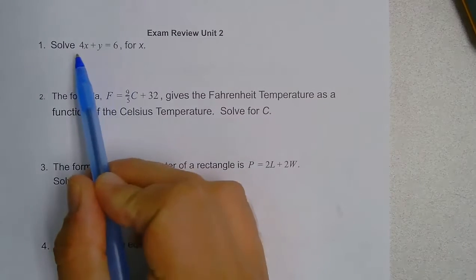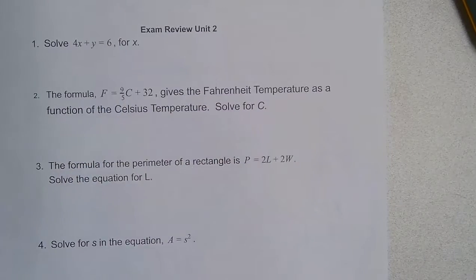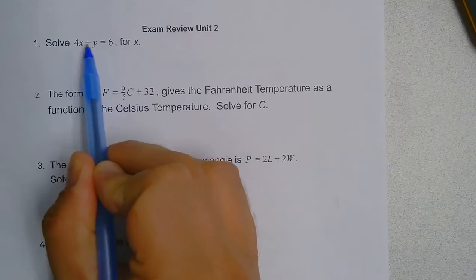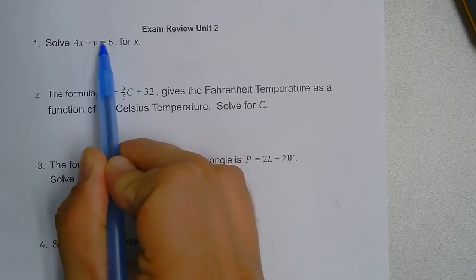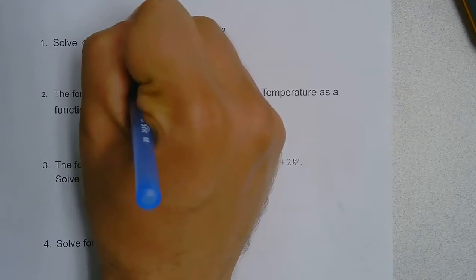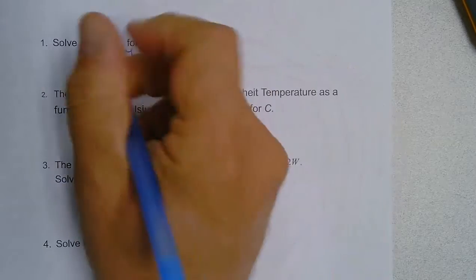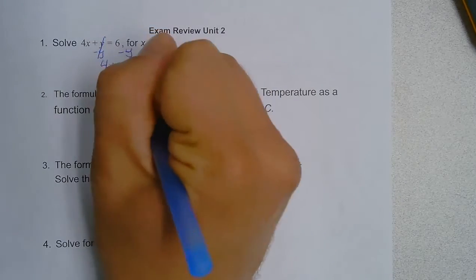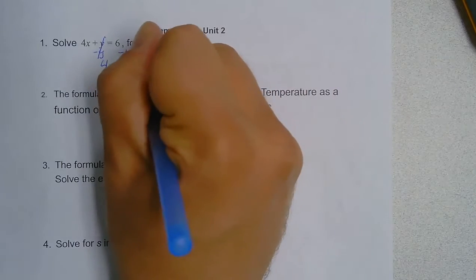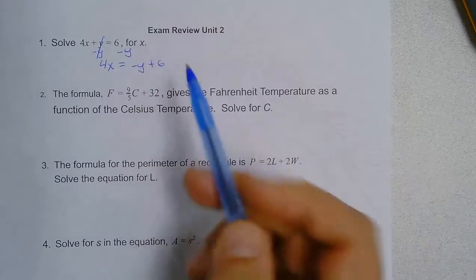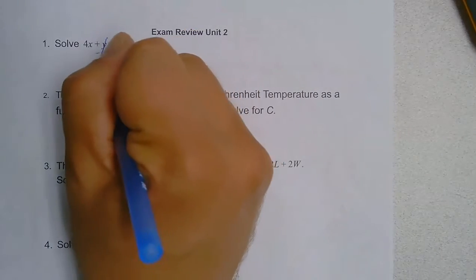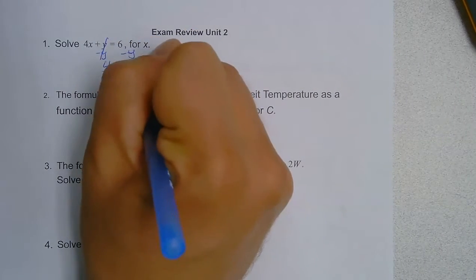Here, we have to solve 4x plus y equals 6 for x. So we're going to get x by itself on the left-hand side of the equation. So I'm going to subtract y from both sides. So here we have 4x equals, and I'm going to put the letter before the number, so negative y plus 6. Math tradition says you put variables first and numbers second. Then I'm going to divide everything by 4.